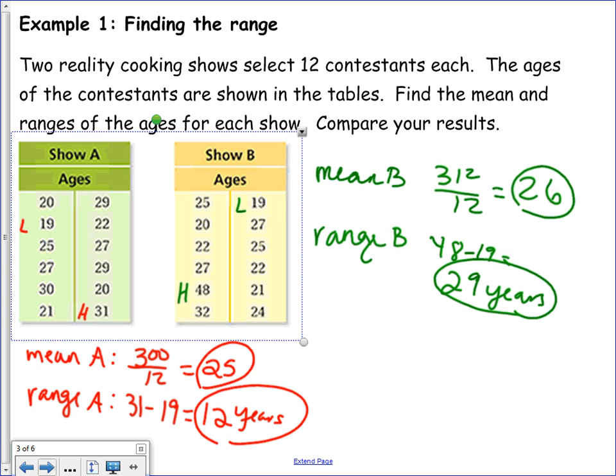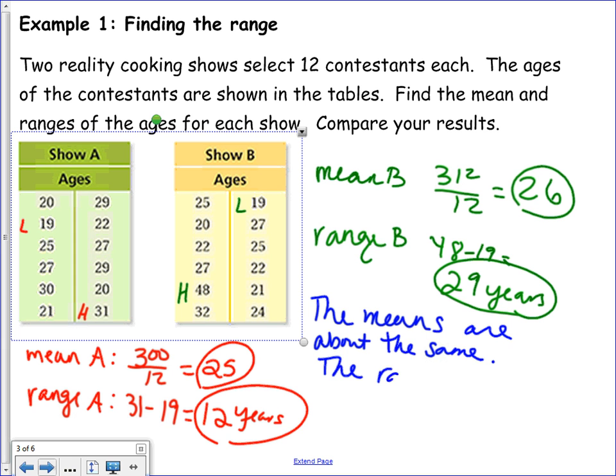Comparing our results shows that the means are about the same. When we compare them, we can just write sentences comparing them. The means are about the same. However, the range of B is greater, so the data is more spread out.